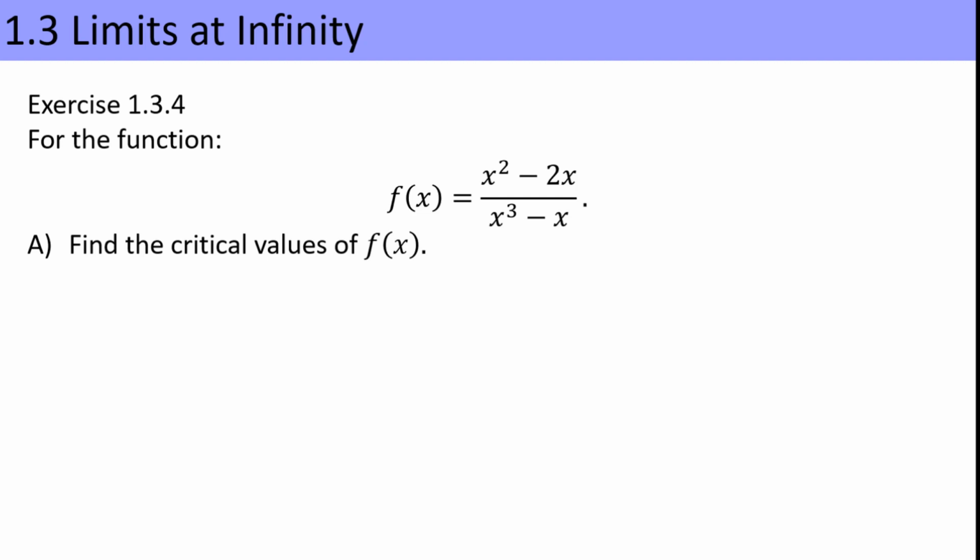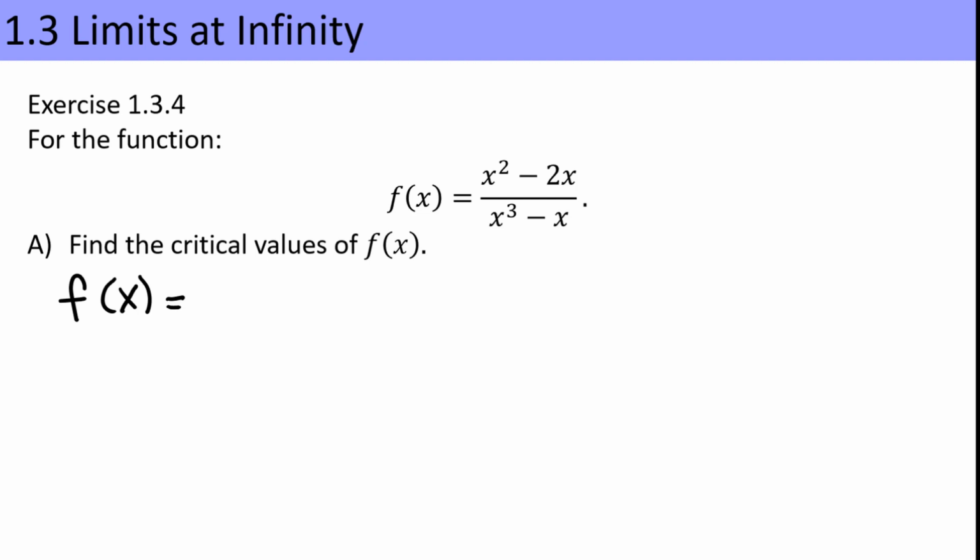For the function f of x equals the quantity x squared minus 2x divided by the quantity x cubed minus x, find the critical values of f of x. Critical values are the x values in which something critical happens, such as equals 0 or is undefined. So let's begin by first factoring our given function.